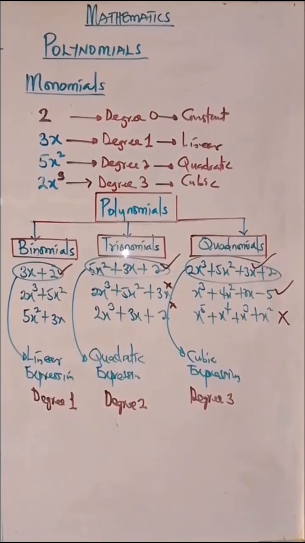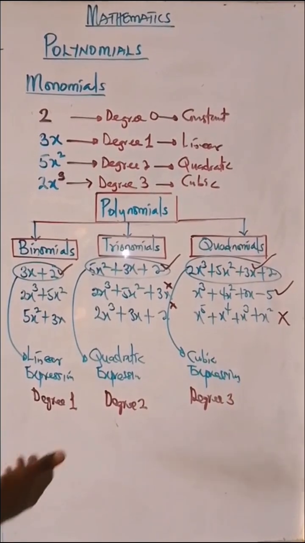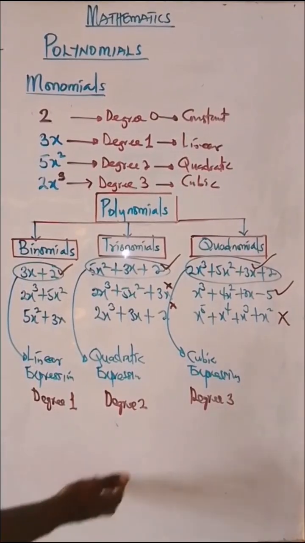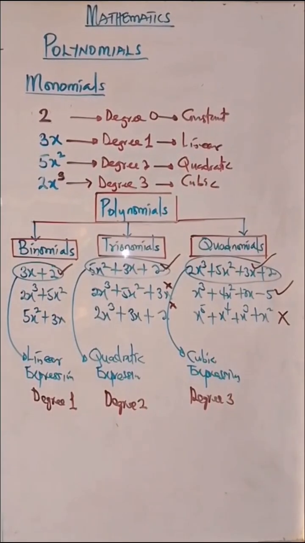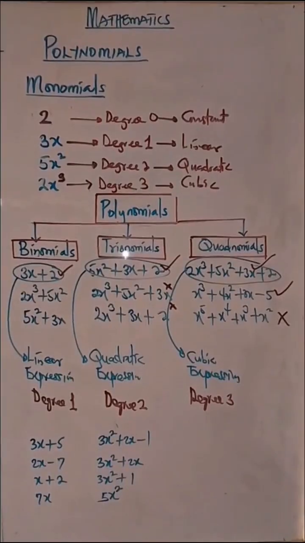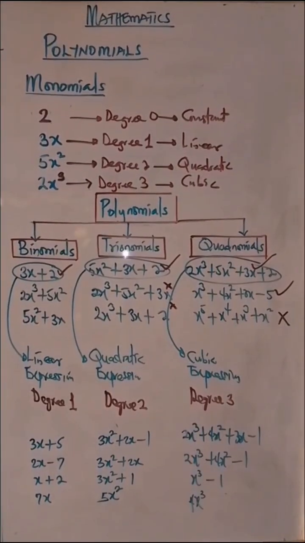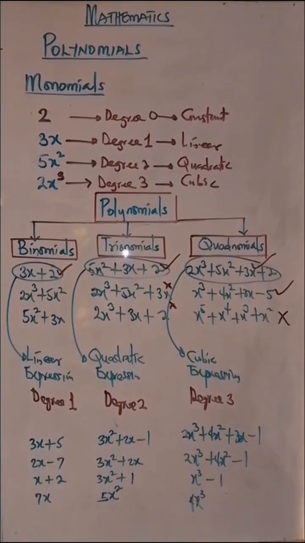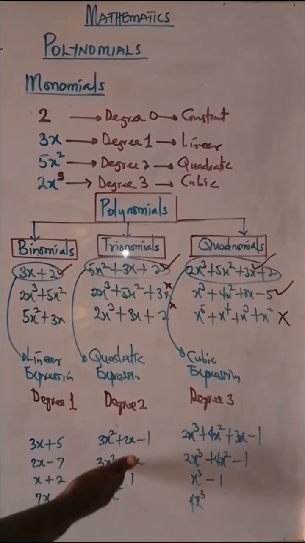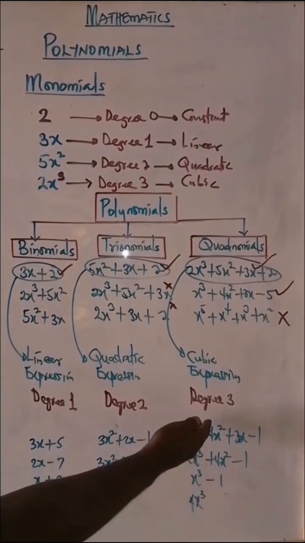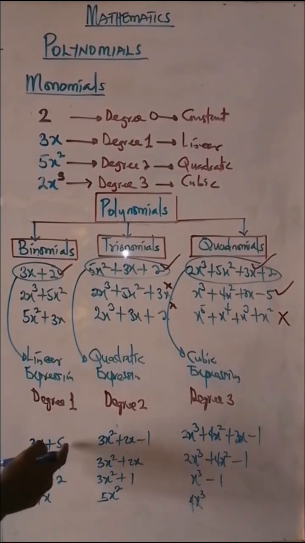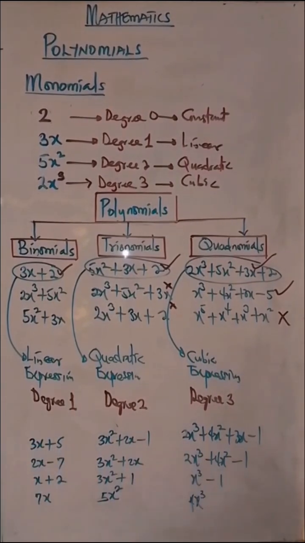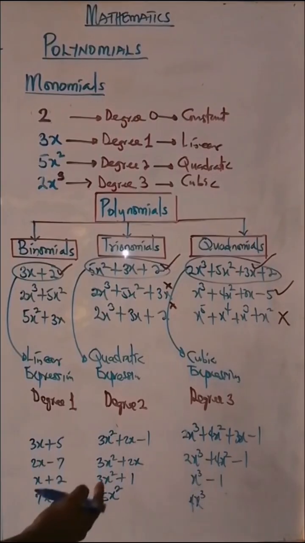Now, let's write more examples. Here I'll write some examples of linear expressions. We have quadratic expressions and cubic expressions. Considering these following examples, all these are linear expressions, all these are quadratic expressions, and all these are cubic expressions. Although for all this linear, this is a binomial, this is just a monomial, but they are all linear.